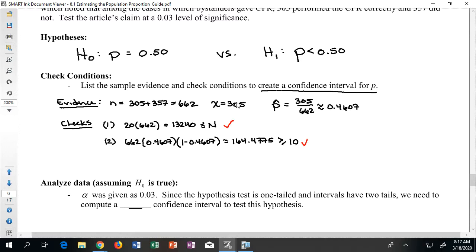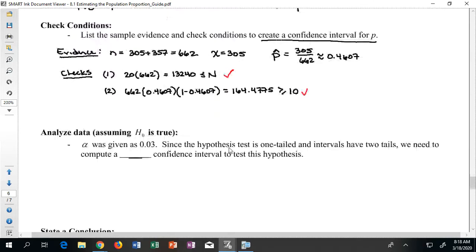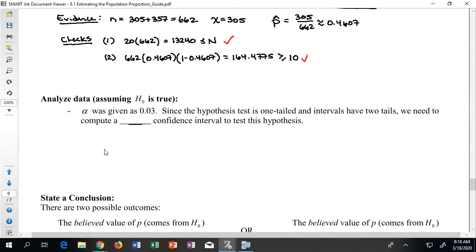Here's the hard part. What confidence level do I want to use for this interval? Note that the problem doesn't really tell me this, and that's what's kind of difficult. Let's go down here to the analyzing step. Here's what we know: alpha was given as 3%. Remember that our value of alpha, that level of significance, is our measure of rarity. If something falls into that bottom 3% or the top 3%, then we know that something's bad or rare.